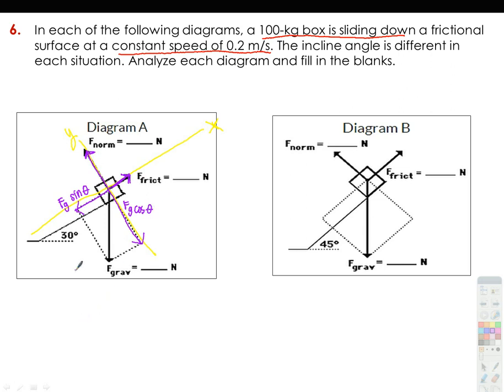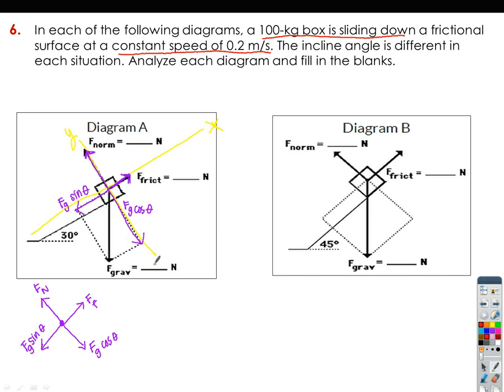If I redraw it as our free body diagram, we're calling this one a pseudo free body diagram so that it's a little bit clearer. The other lines are gone. We know that this is the normal force, this is the friction force, this is Fg cosine of theta, and this is Fg sine of theta. Now let us calculate each of the blanks asked here.